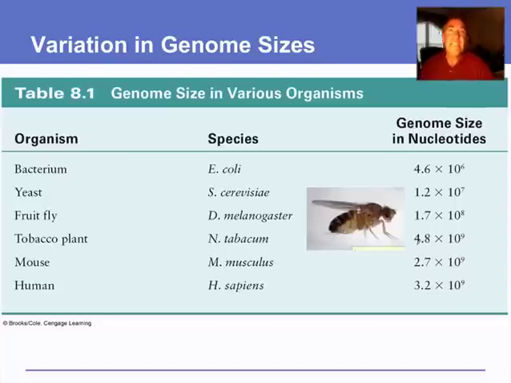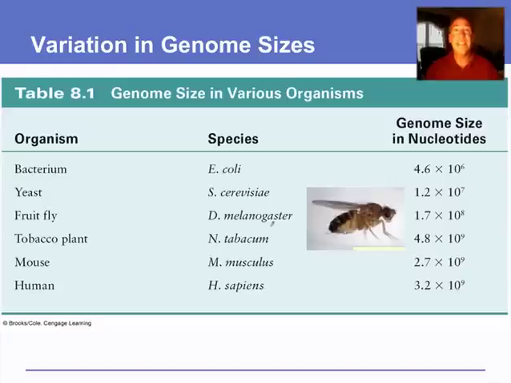So how much DNA is there in a genome? Well, it really depends on the species. If we look on this slide, you see a bacterium such as E. coli has about 4.6 million nucleotides, 10 to the 6 there. And if we go down to humans, we find it's about 3 billion nucleotides.